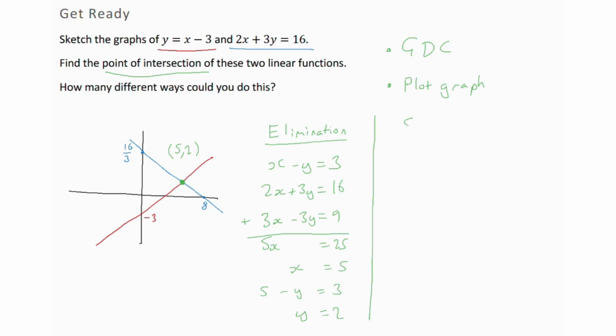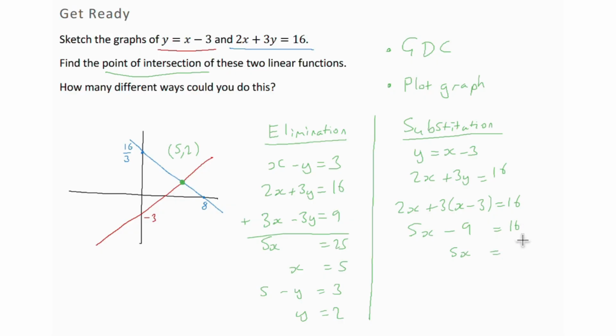Alternatively, I could have solved these by using substitution. Given that I know that y is equal to x minus 3 and 2x plus 3y is equal to 16, I could substitute in this into the second equation. So I get 2x plus 3 lots of x minus 3 is equal to 16. So that's 5x minus 9 is equal to 16. 5x is equal to 25, which gives me the same result of x equals 5, and then y is equal to 5 minus 3, which is 2.